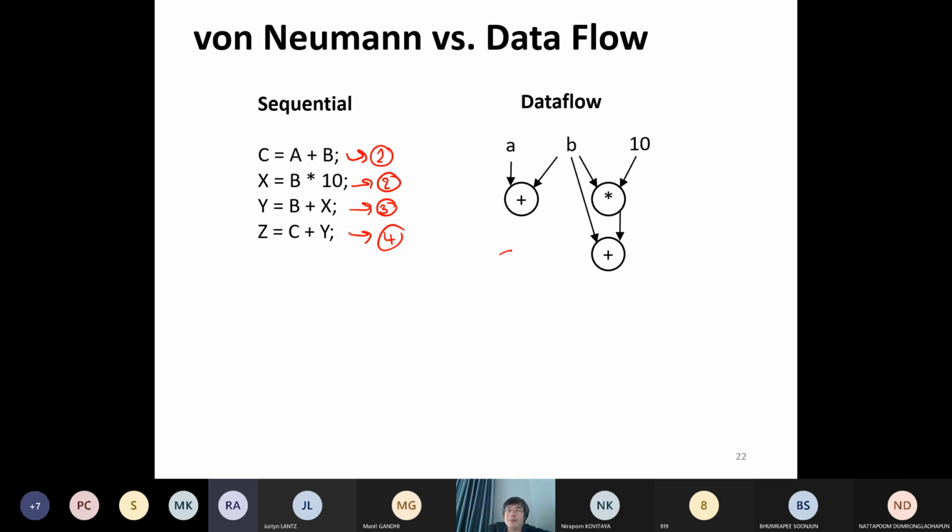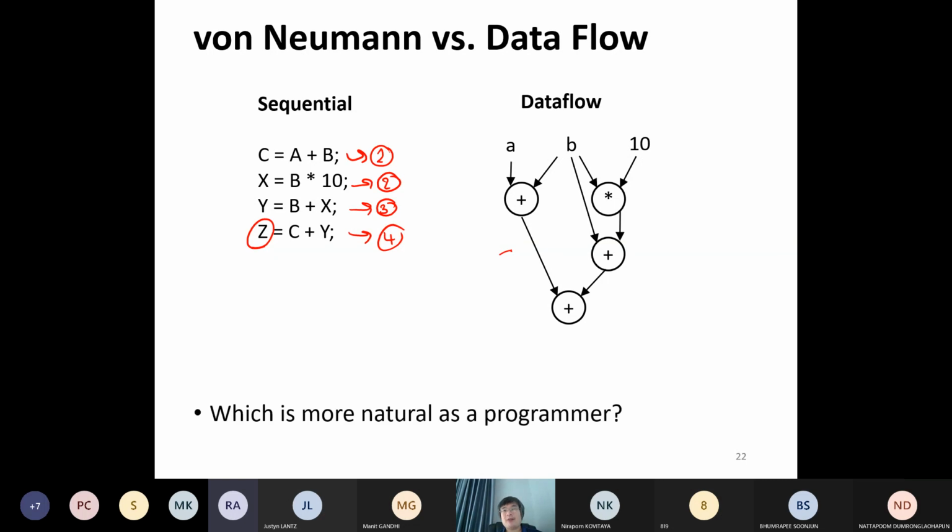Then the data flow model again dictates that the fourth instruction, C, depends on Y, right? Because that depends on Y, you have to wait until the last operation finishes, right? So my question is this: which one of these two models is more natural as a programmer? Which one do you prefer, the left side or the right side?